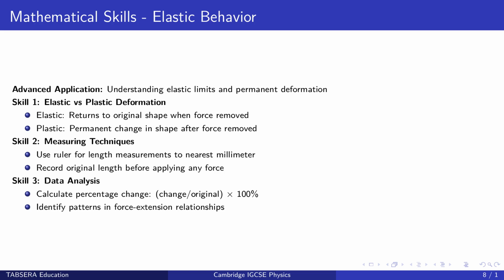Third, data analysis. Calculate percentage change using the formula change divided by original, multiplied by 100%. This helps compare different springs. Also identify patterns in force extension relationships, which often show proportional behavior within elastic limits.